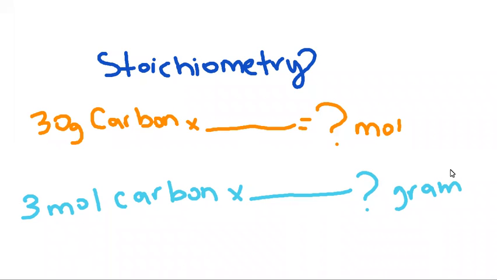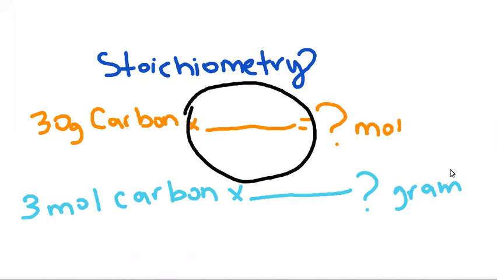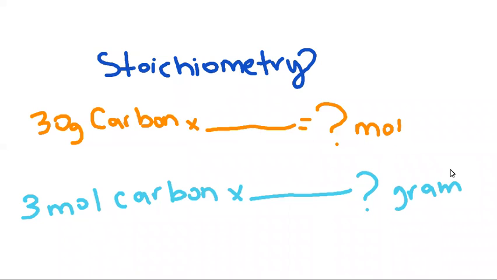So the first thing you want to do is analyze what you have. Let's start with number 1, and then we'll go to 2 on the bottom. Let's not add more numbers to confuse anyone. So starting with number 1, you have 30 grams of carbon, right? That's what you're starting with. Somehow, with this variable, you're going to end up getting moles. So how do you do that?